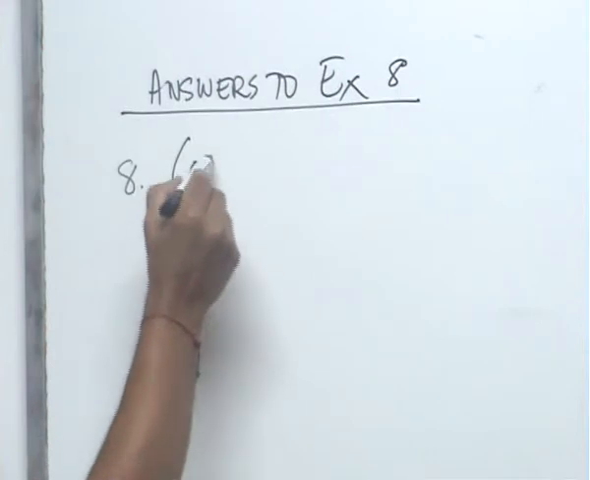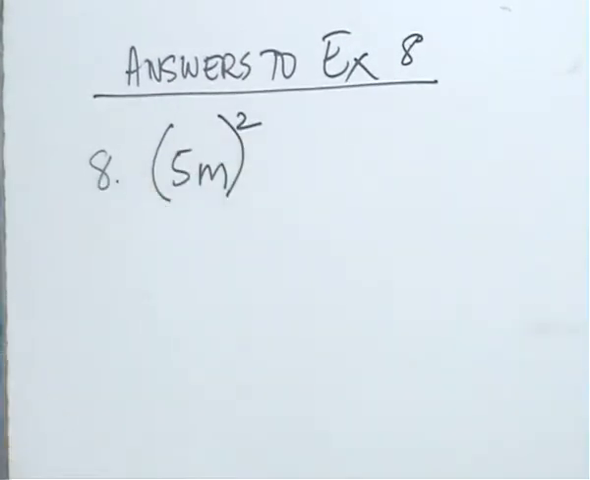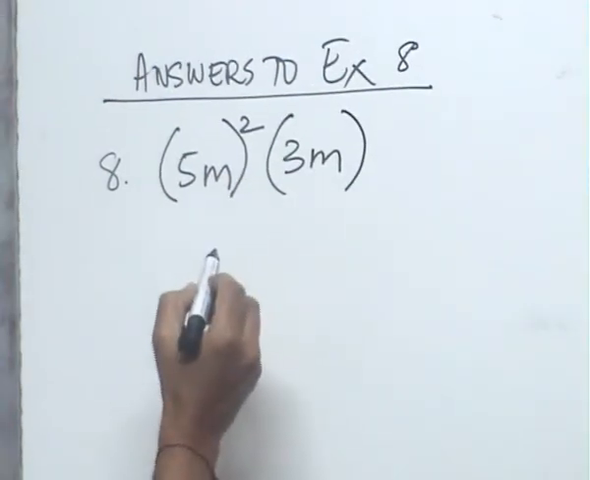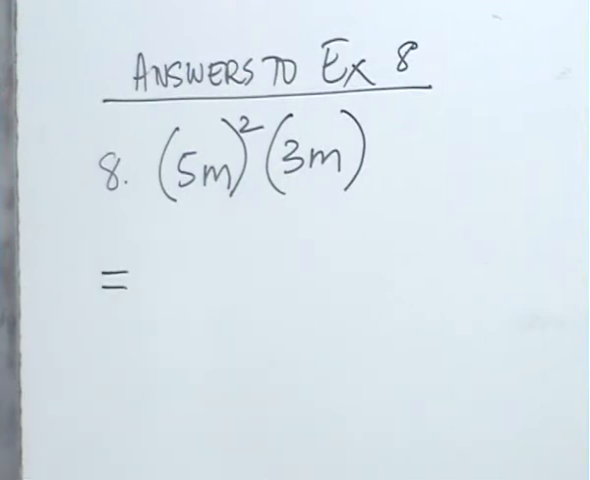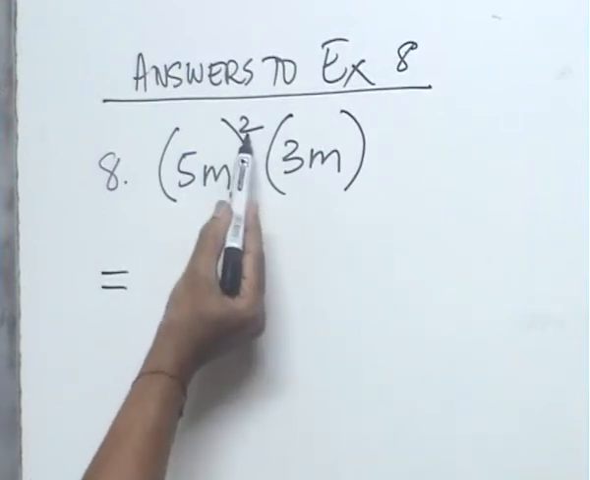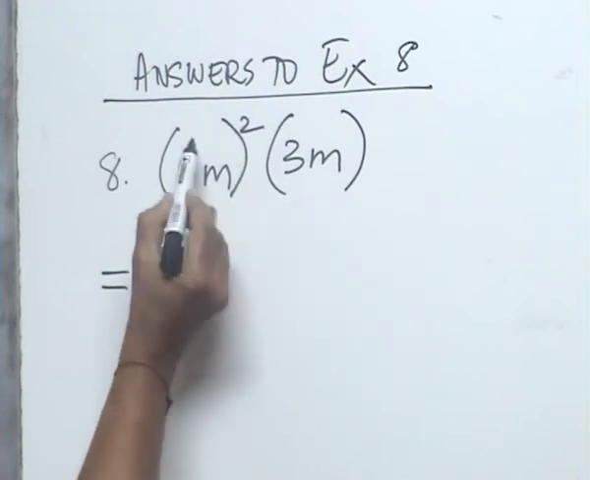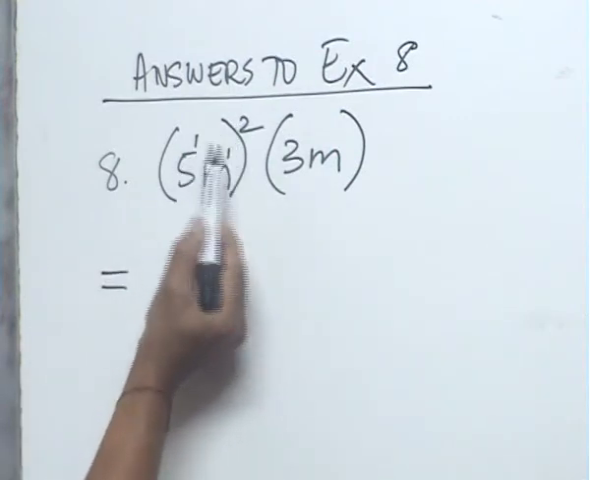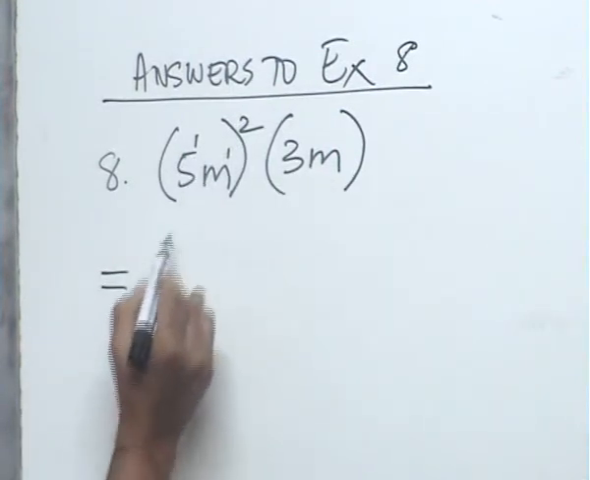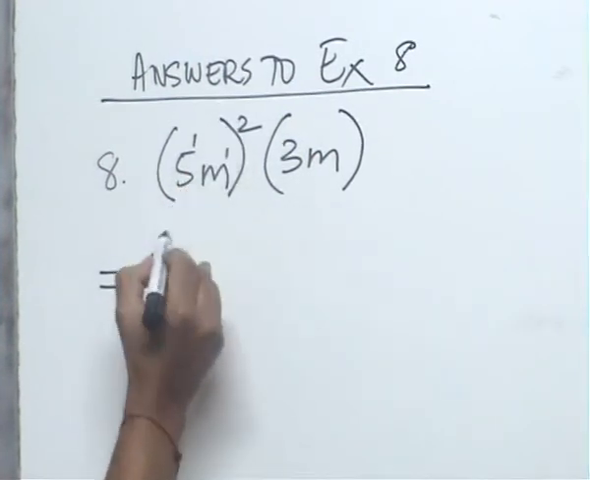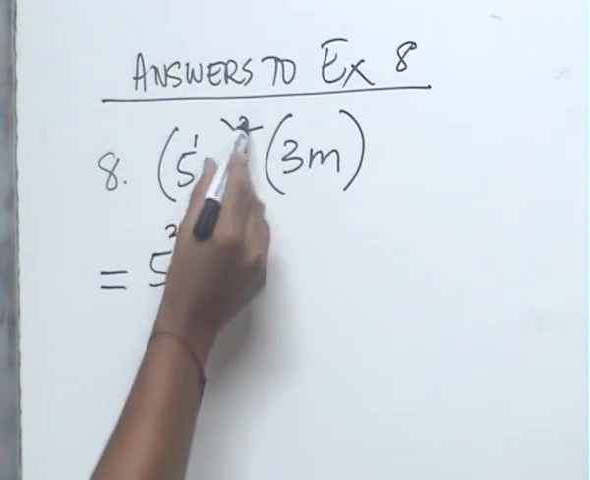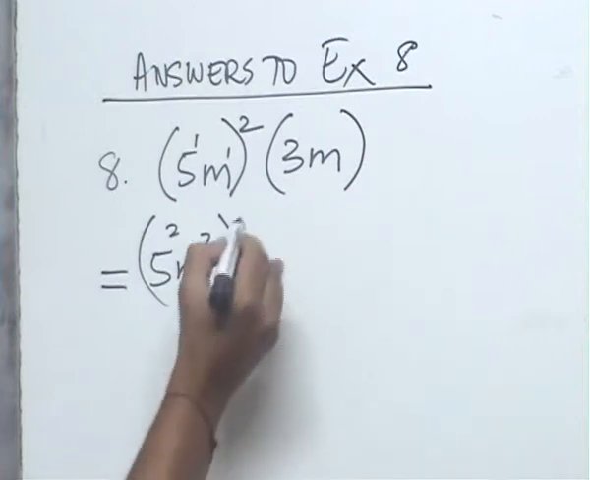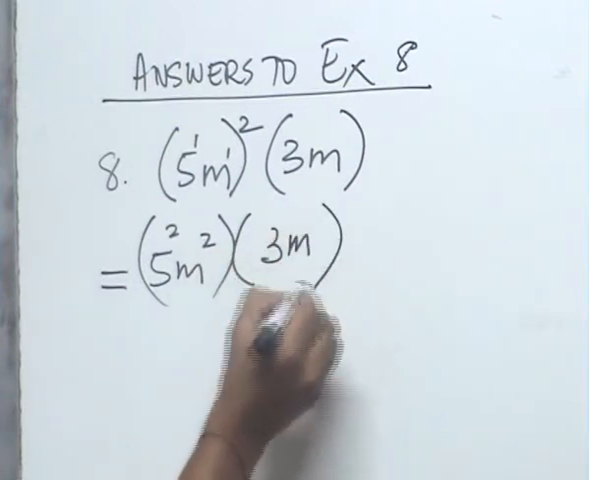Number 8. Now study number 8 carefully. You got open bracket 5m close bracket squared times 3m. So I'm going to do this down this way. So you can see this power, this is a power to power. Index here is 1, index here is 1. So this power only affects this bracket, not that one. So 5, 1 times 2, 2. M, 1 times 2, 2. So this answer is now written in a bracket like this, and 3m is written next to it.